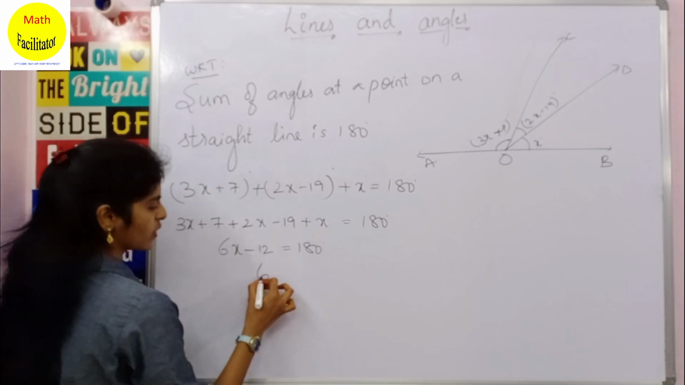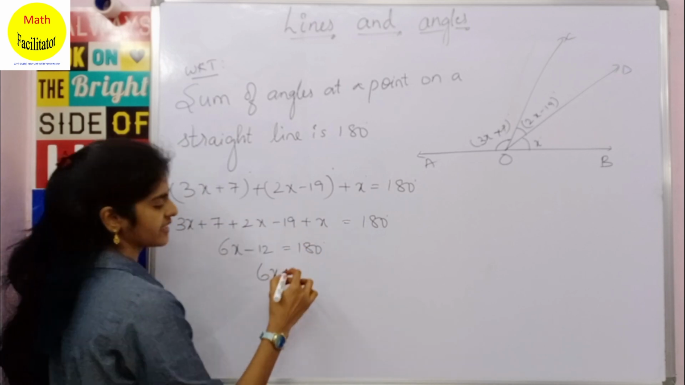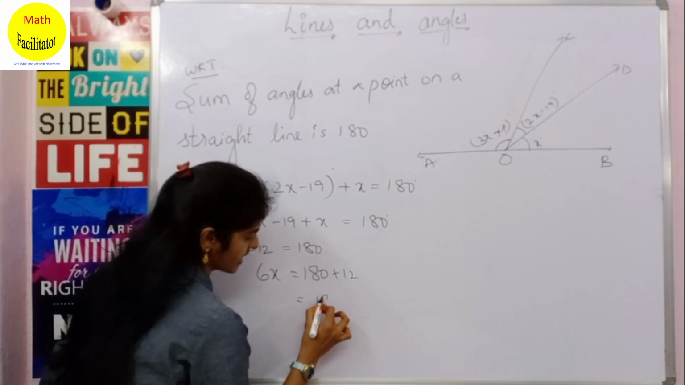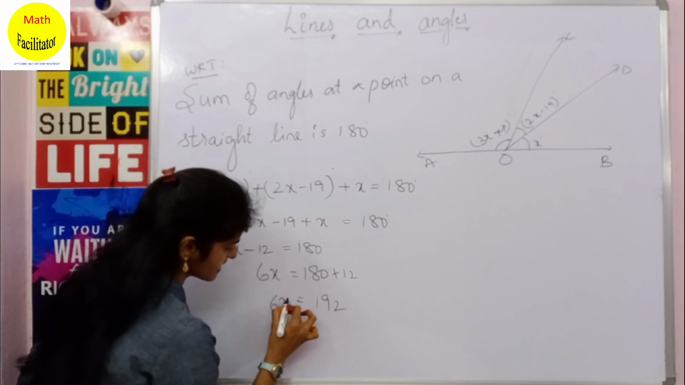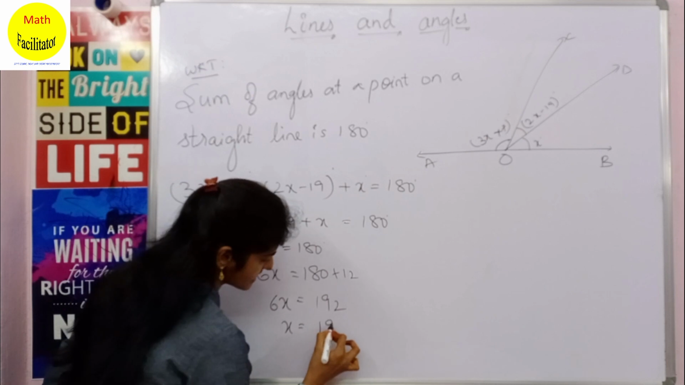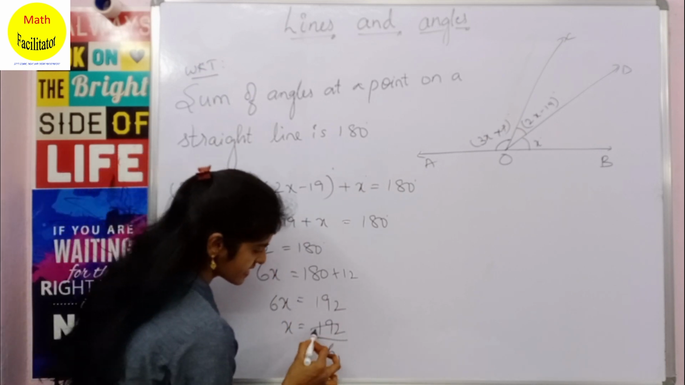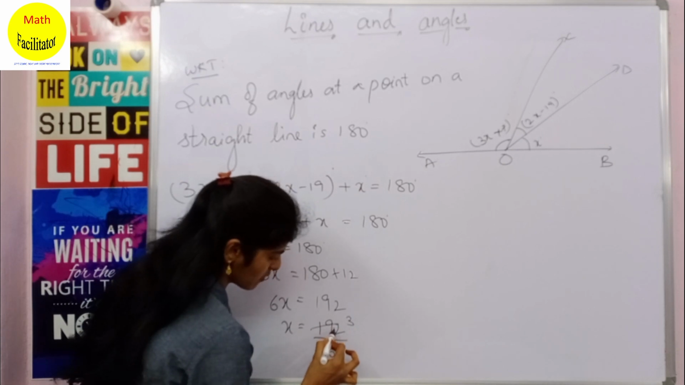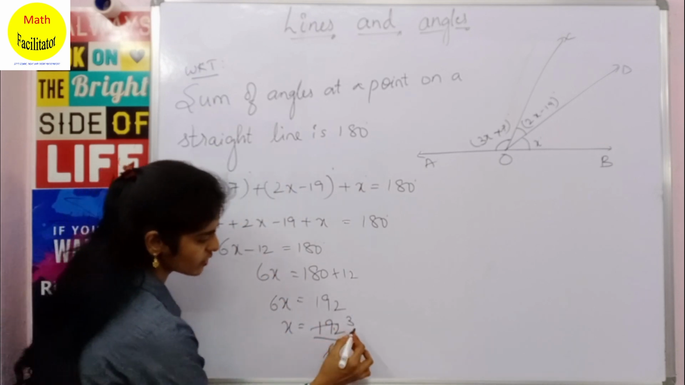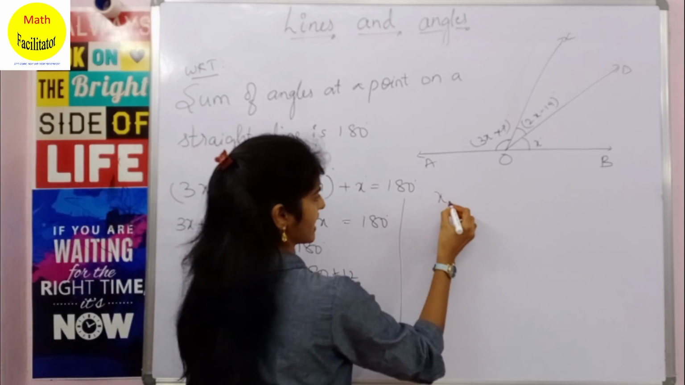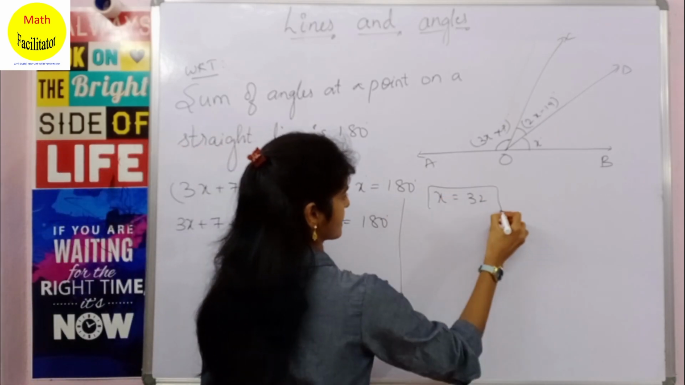So you want the value of x. Let me take 12 to the other side. So it is 180 plus 12, which is 192. So 6x is 192. So what is x? x is 192 divided by 6. 6 ones are 6, 6 threes are 18, you have 1 as a remainder. Now this is 12, so 6 twos are 12. So x you have got as 32. So x is 32 degrees.